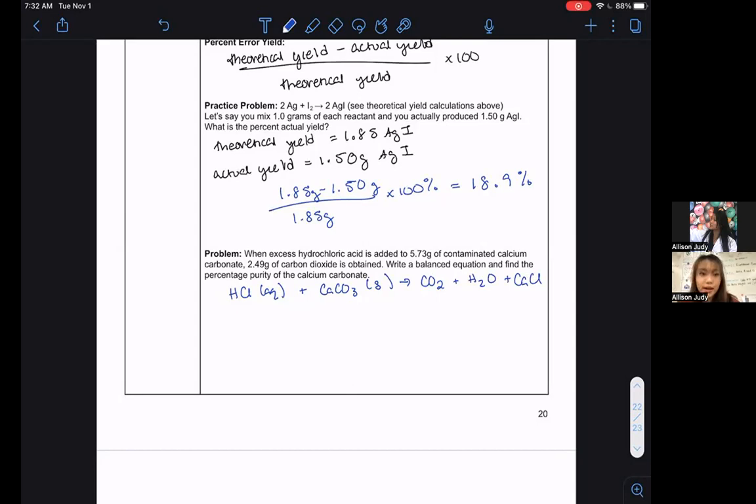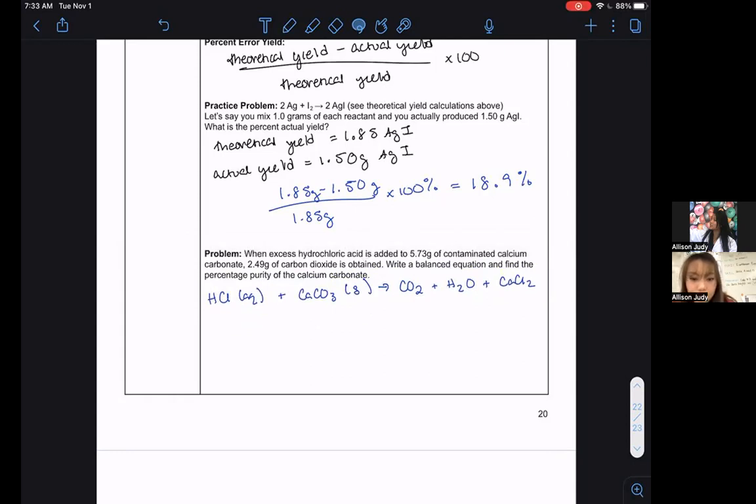So hydrochloric acid and calcium carbonate. Let me make sure that I did this right, because that would be a little embarrassing. Hydrochloric acid and calcium carbonate produce CaCl2. Oh my goodness gracious, even I'm floundering. CaCl2, water, and carbon dioxide. Perfect. So I'm gonna move that over, and I need to balance it.